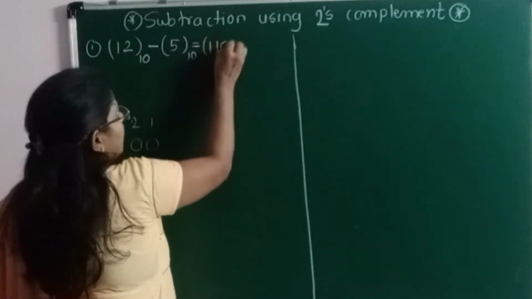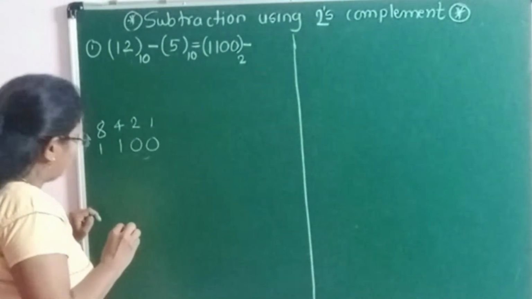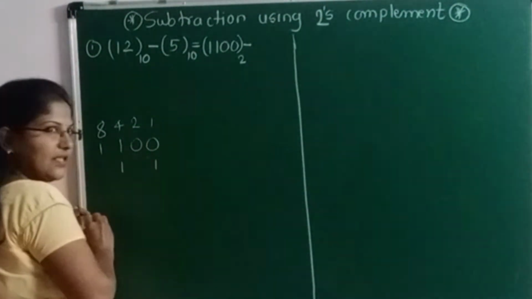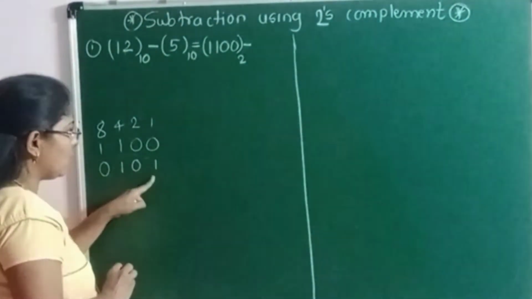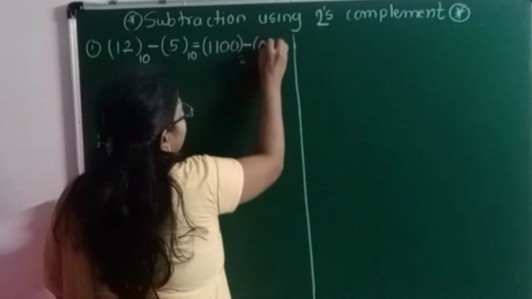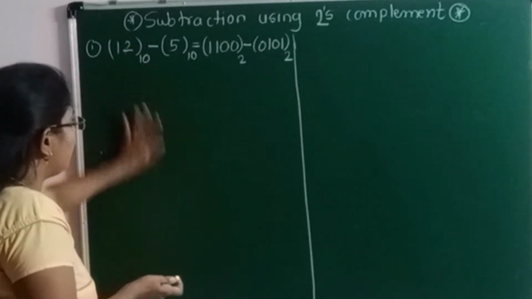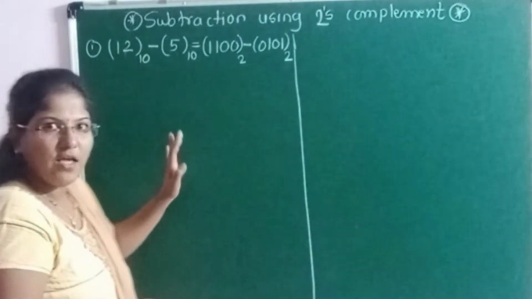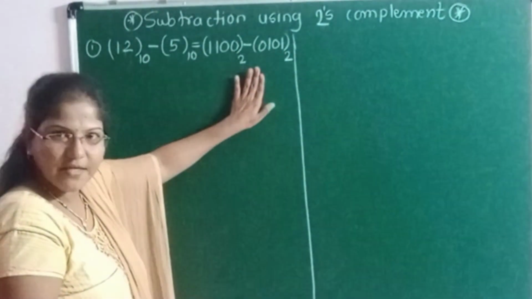So write here 1100 minus, what is the next number? 5. 4 plus 1, 5. So for 4 and 1, I will write 1. For the remaining weighted values, I have to write 0. So 0, 1, 0, 1. This is the binary equivalent for 5. If binary numbers are given directly, then we will directly start with the process of subtraction. If the numbers are given in any other number system, then we have to convert those into binary first.